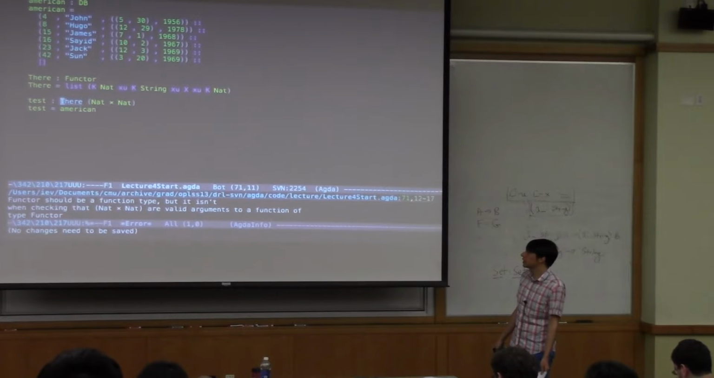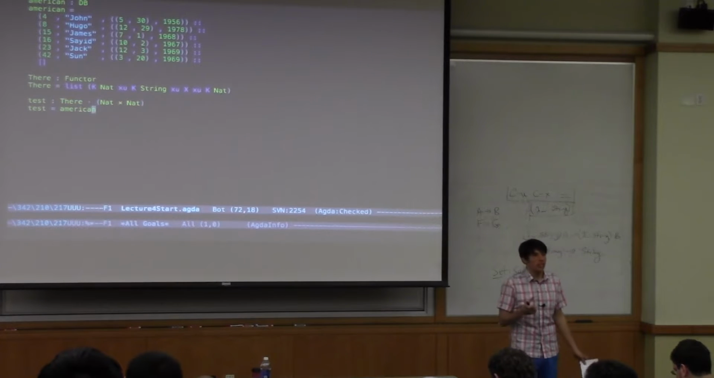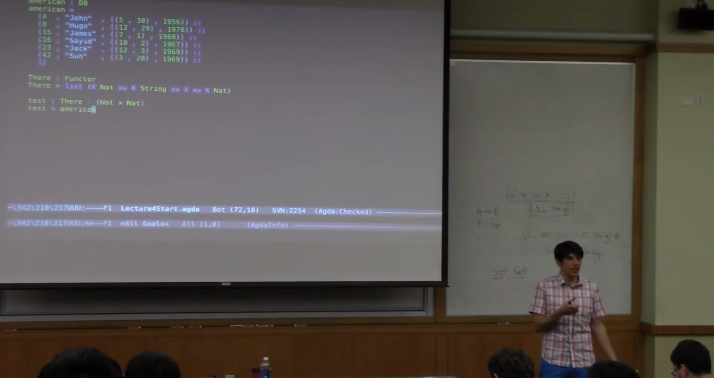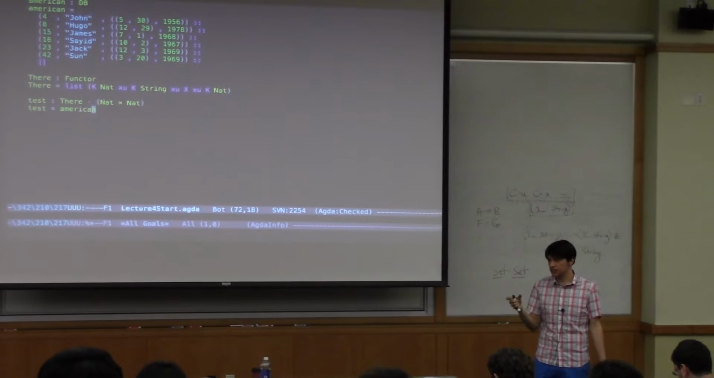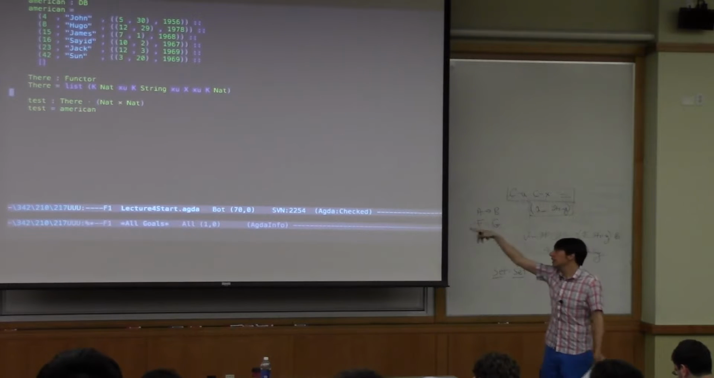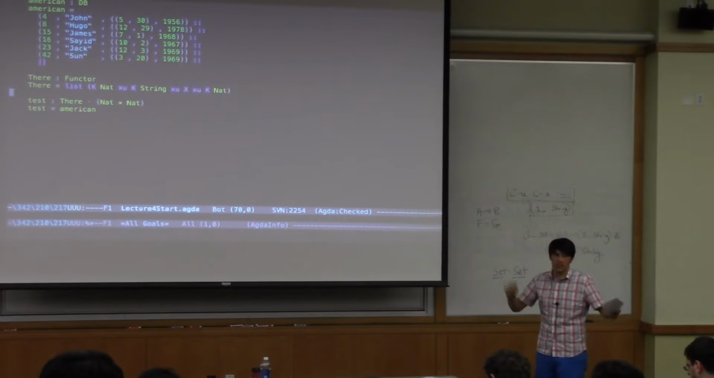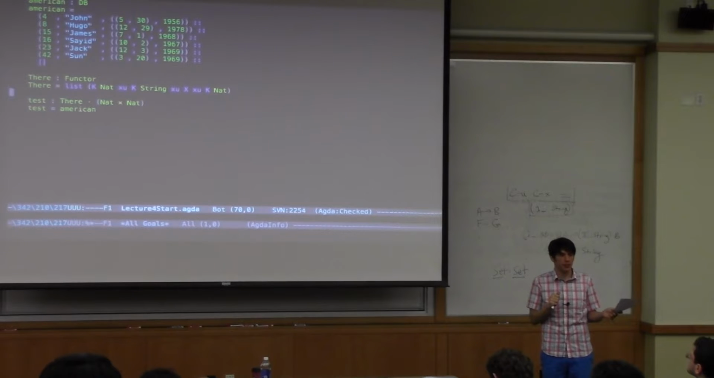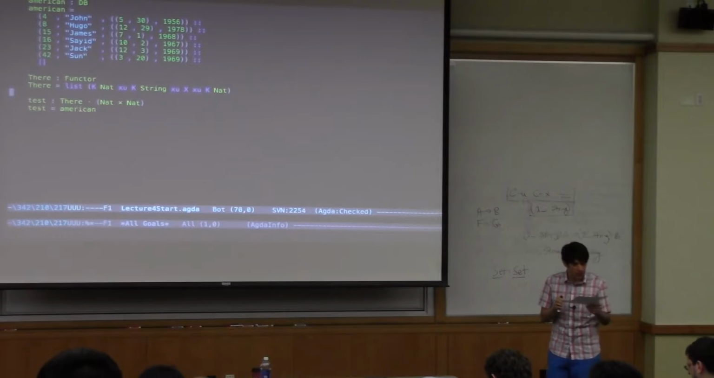There, and then c dot nat times nat. OK, so what we just checked was the value American is of the correct type to apply for this functor applied to nat times nat. Right? So if we plug in nat times nat into the function interpretation of the functor, we get the type of the American database and also the European database because they have the same type. OK, good?